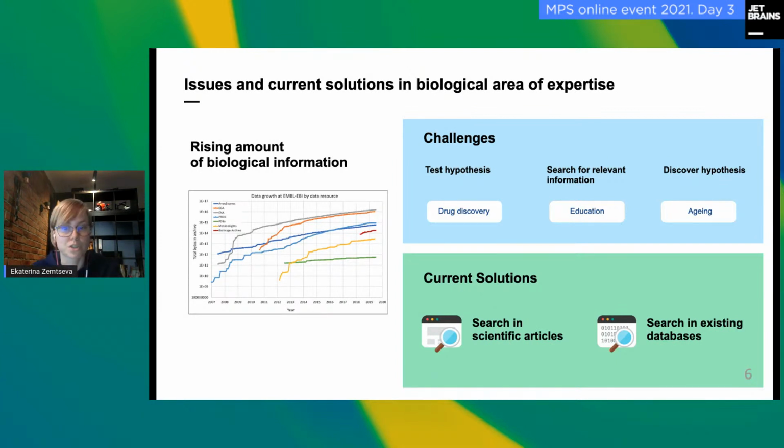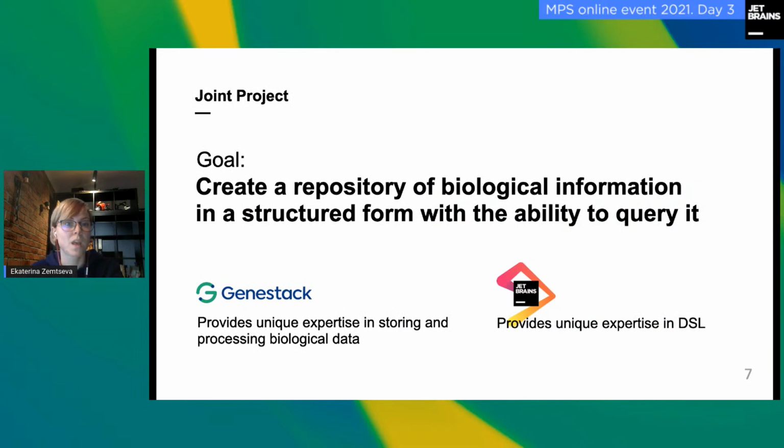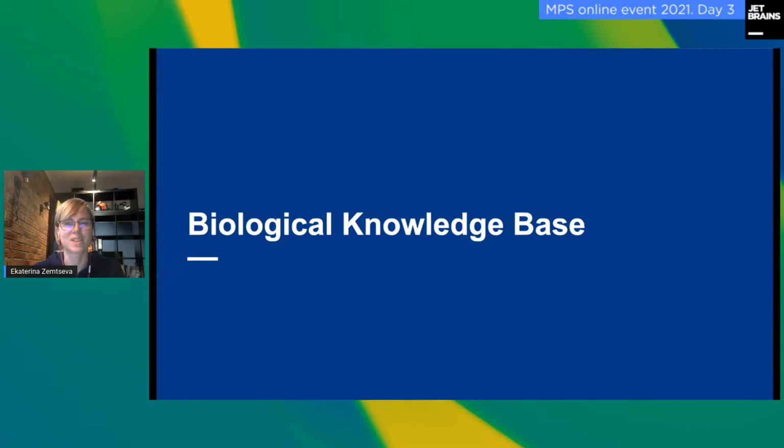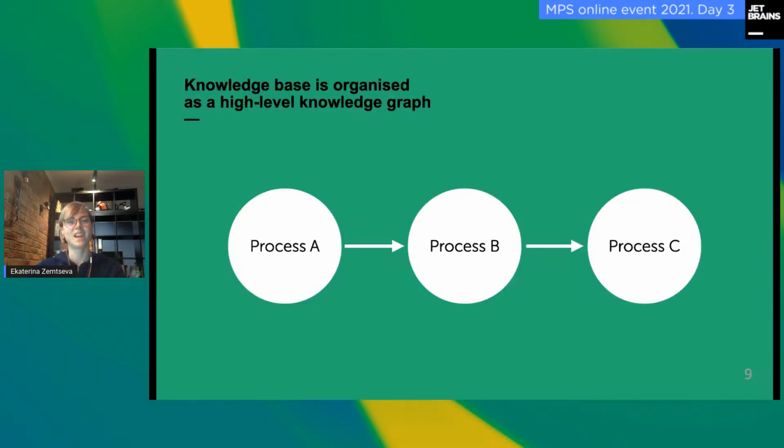So, to help biologists with the issues mentioned, the main goal for the project was to create a repository of biological information in a structured form with the ability to query it. Here we connected Genestack's expertise in biology and JetBrains' expertise in DSL. So the product we are creating is called a biological knowledge base. The knowledge base consists of a graph of processes and relationships between them.